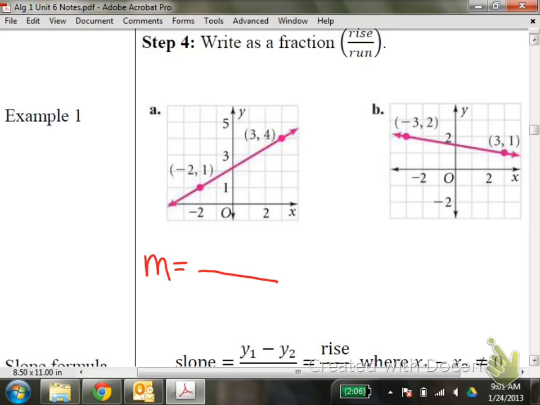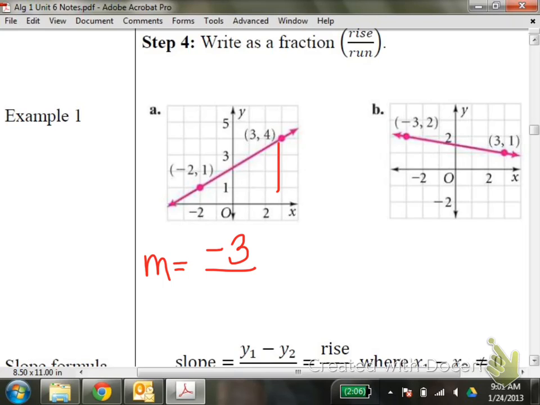Start with the higher one. How many spaces do I need to count down to get to the other point? 1, 2, 3. Now I'm going down, so is that positive or negative? Negative. So my rise is going to be negative 3. Rise is always on top.